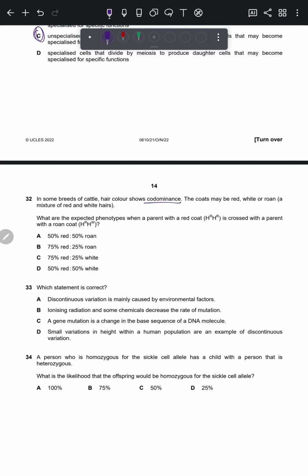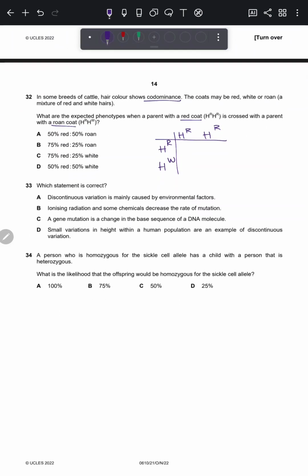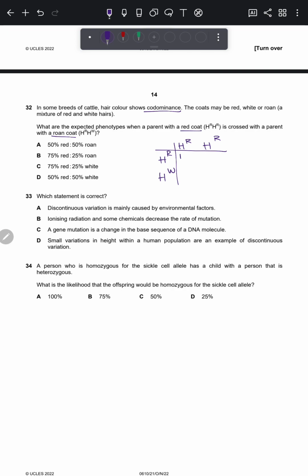32. In some breeds of cattle, hair color shows co-dominance. Coats may be red, white, or roan, a mixture of red and white hairs. Okay. What are the expected phenotypes when a parent with a red coat is crossed with a parent with a roan coat? Okay, so this is a red coat, and they're crossed with someone with a white coat. If we just form our Punnett square, I'm not going to write that H right now because it's kind of problematic, but we can see that we get, if this was roan and it's RW, then we get 50% roan.